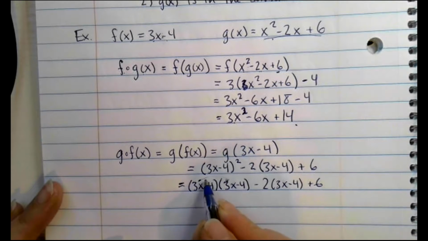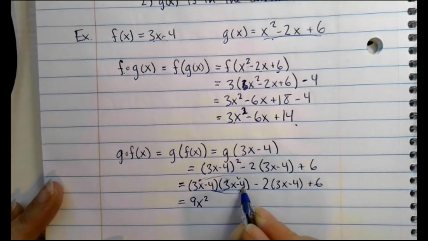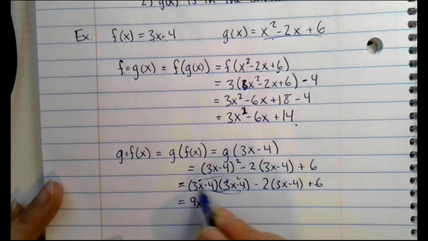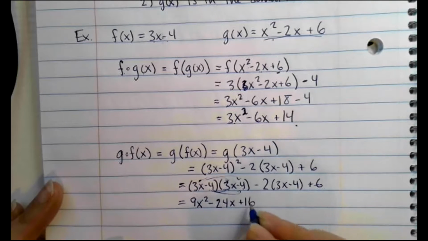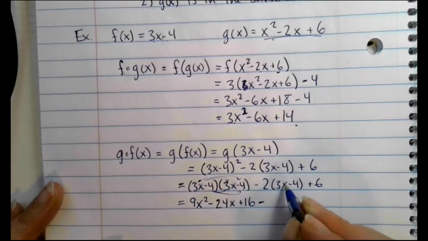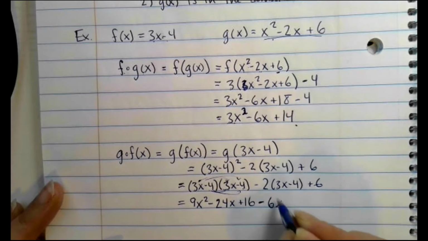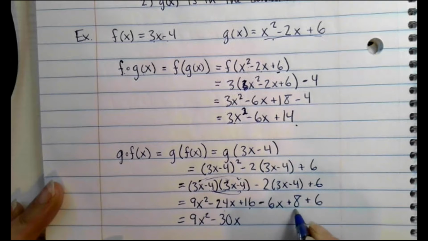So we're going to do our little FOIL, do our 4 multiplications, and we get 9x squared, 3x times minus 4 is going to give us minus 24x plus 16. That's just FOILing it out. You can use the box method if you prefer. And then the final result is 9x squared minus 30x plus 16.